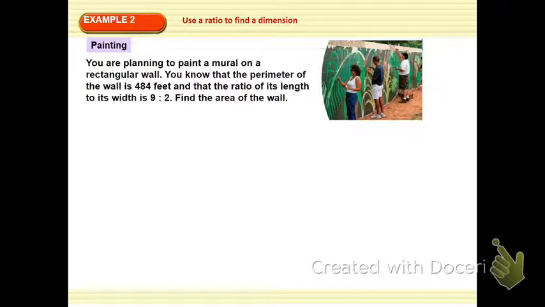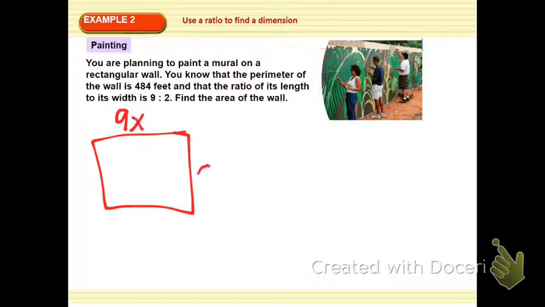Anybody know how we would do this? Anybody else? Okay, on these where they give you the ratios of the sides, you just make them an x. If we drew a rectangle, we know the ratio of the sides is 9 to 2. Then we could call this 9x and this 2x.